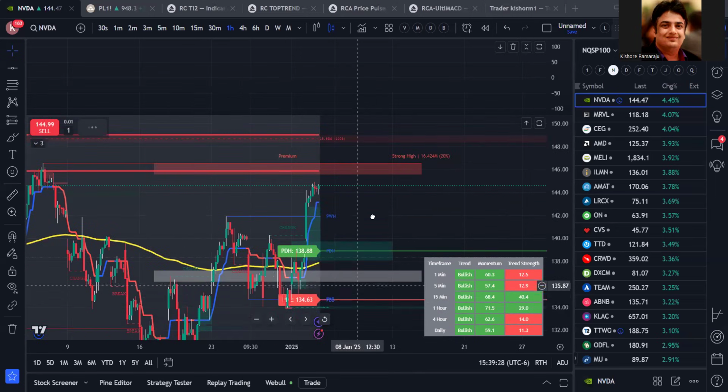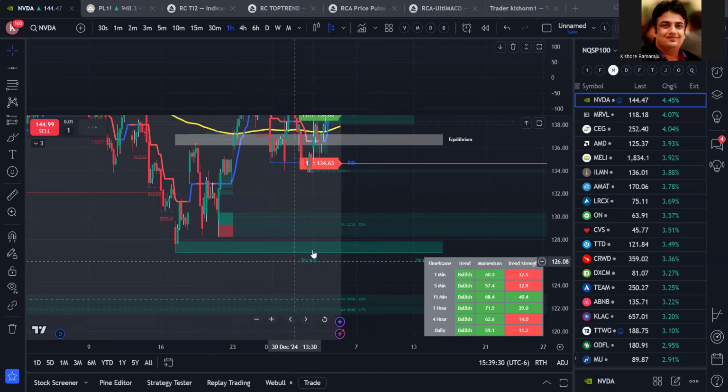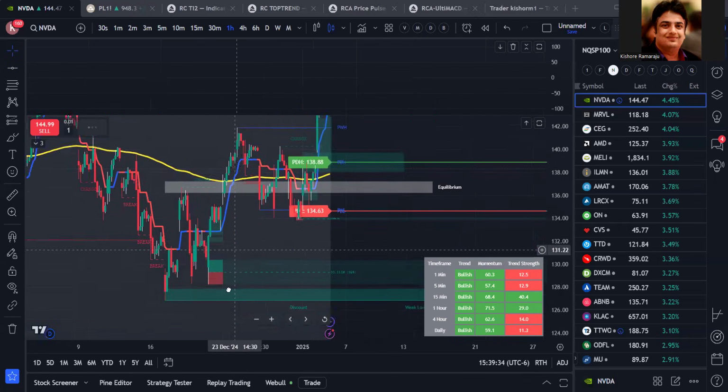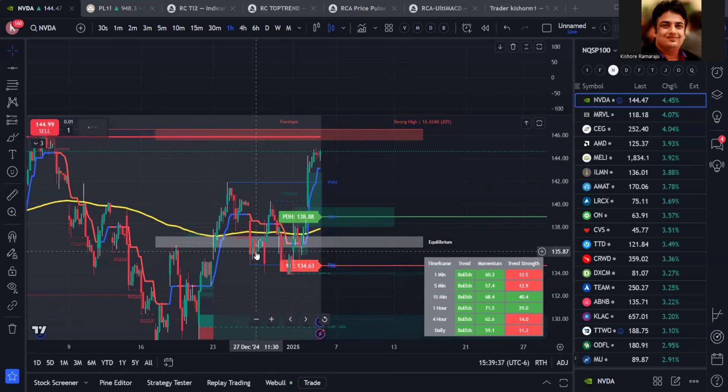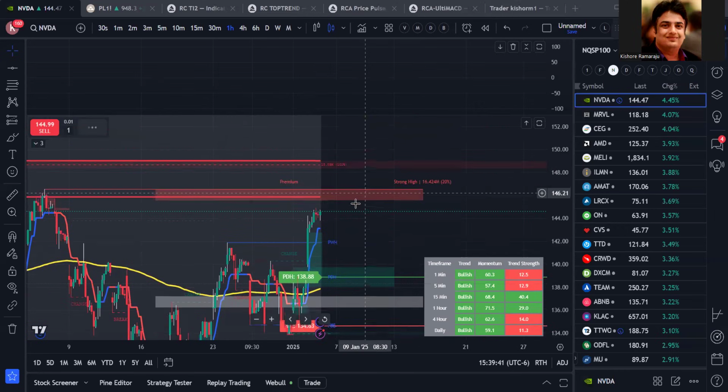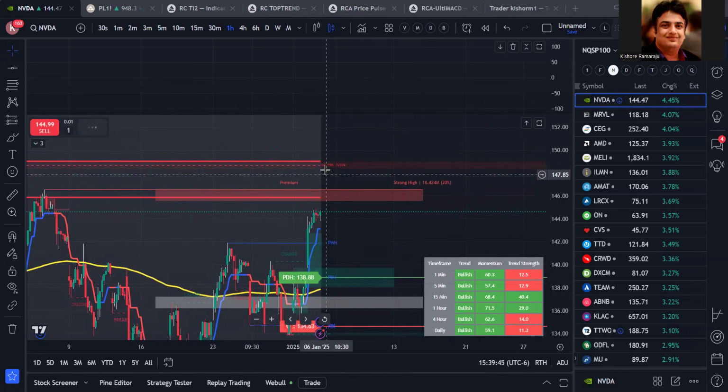It came to the discount area. There is a 50 million buy order block. It touched that, then started moving up. So a small pullback, again started moving up. There might be a small pullback, and it will go all the way up here. So just one trade will make you a few hundred, a few $1,000.